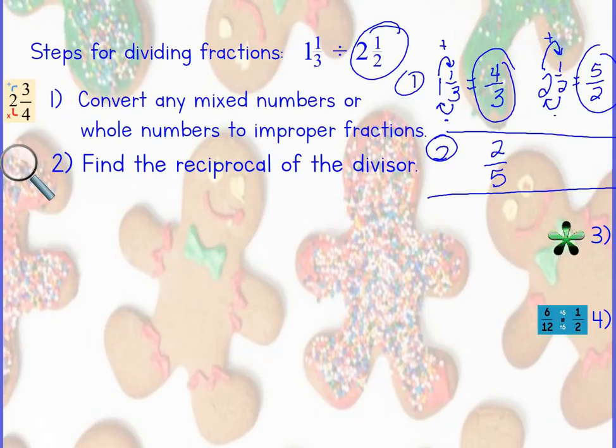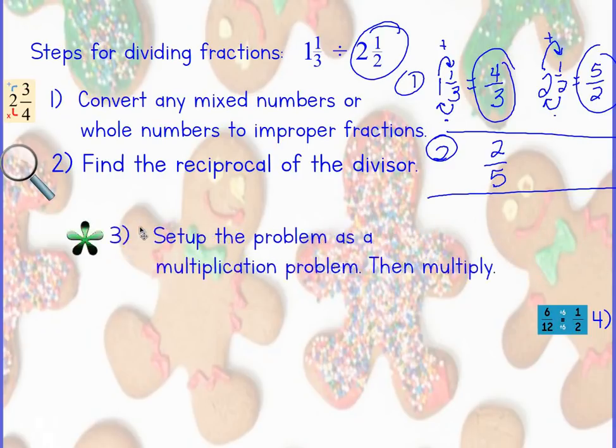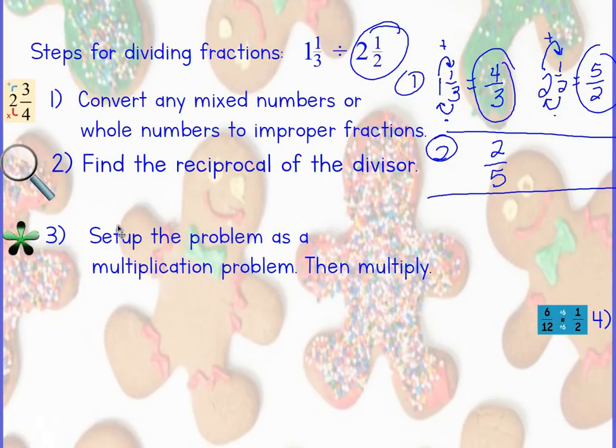Step 3 is going to be to set up the problem as a multiplication problem and then to actually multiply. So again, keep the order the same, but I have to use those improper fractions. So now I have 4/3 and I'm going to multiply that by the reciprocal, 2/5. When I multiply, I get 8 over 15.